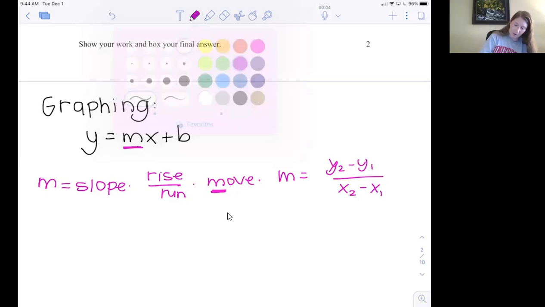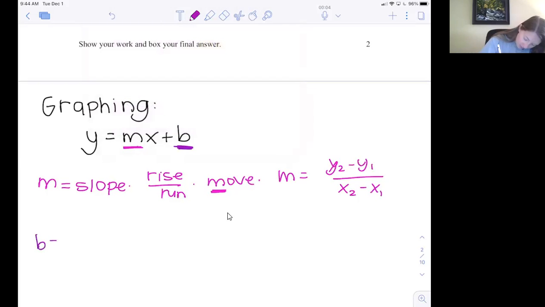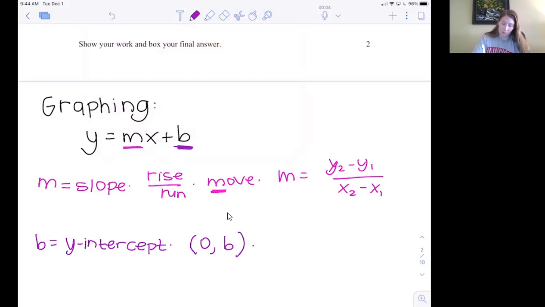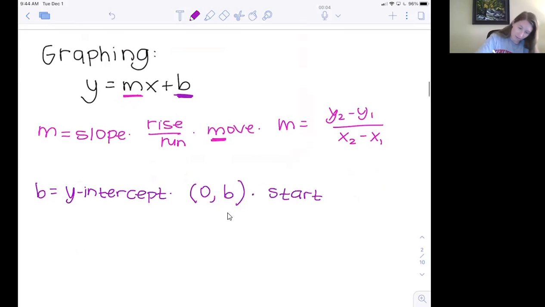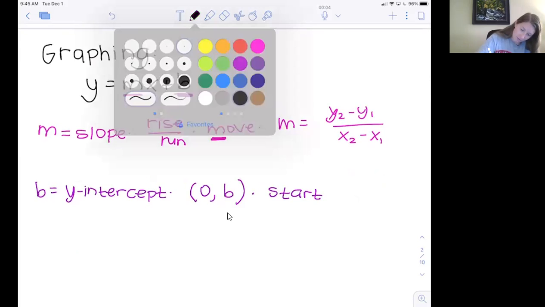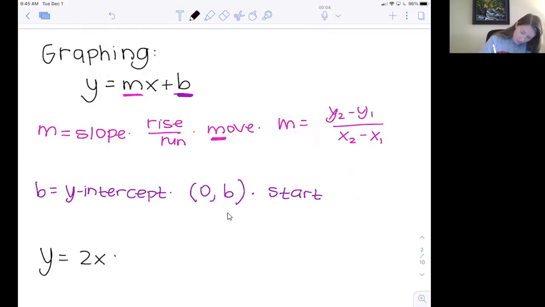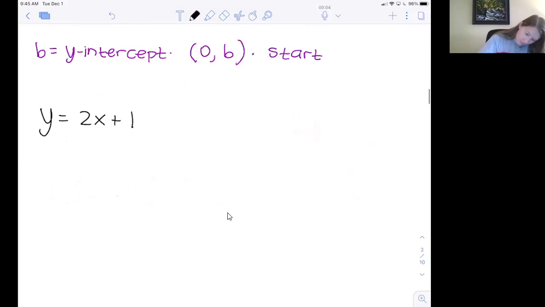Now our b is our y-intercept. So our b is going to be when x is 0, we have that b value. It's also where we start when I graph. So if I have some equation y equals 2x plus 1, my slope is 2. So what that means, remember, rise over run.